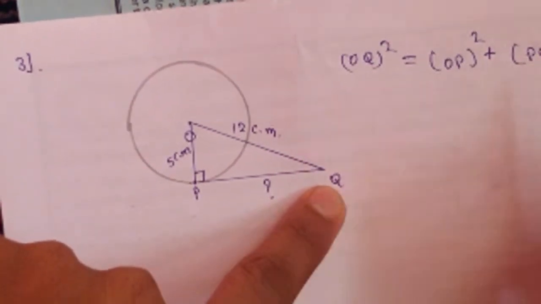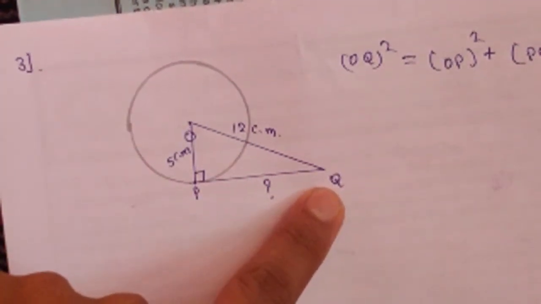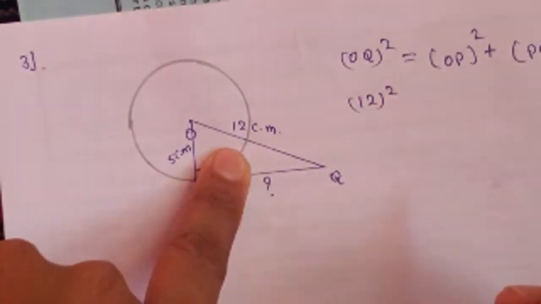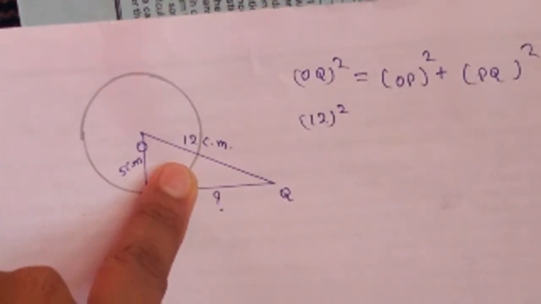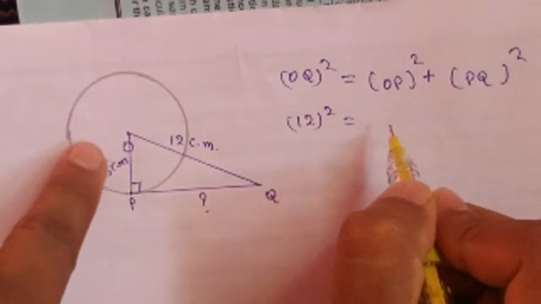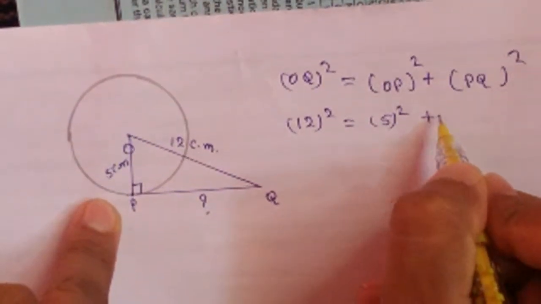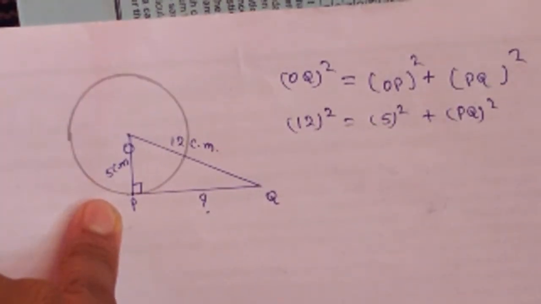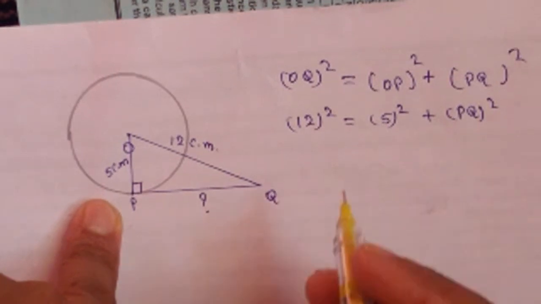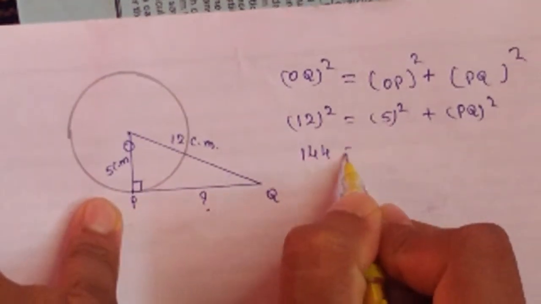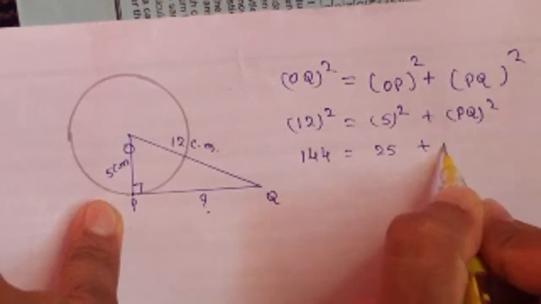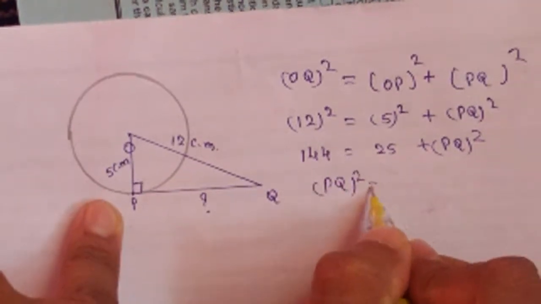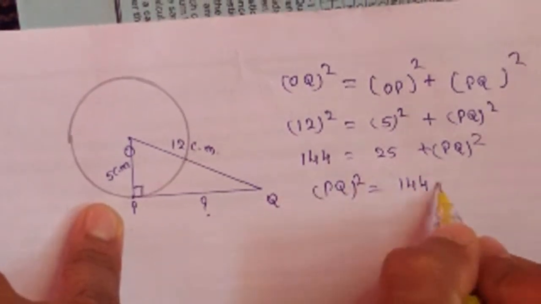In this problem it is given that OQ is 12 centimeter, so I will consider 12 square. That is equal to OP, which is given as 5 square, and PQ is unknown here. We have to find it out. So I will write PQ square as it is. Then 12 square, that means 12 into 12, is 144. That is equal to 5 square, which is 25, plus PQ square.